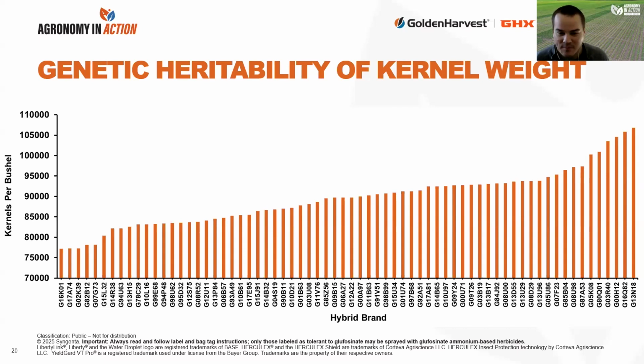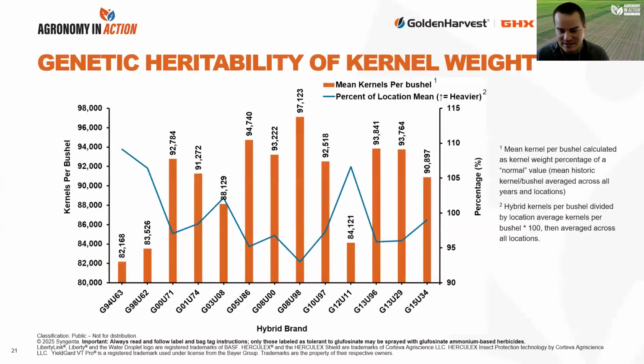I want to focus in on just a couple select hybrids here. On that same graph, I just pulled out the U series hybrids that we have, and want to point out a few here: G94U63, G98U62, and G12U11. Those three hybrids genetically produce heavier, bigger kernels compared to maybe a G08U98 or a G05U86. They just tend to produce lighter kernels. Doesn't mean they're low yielding hybrids. It just means they produce lighter kernels. Usually that means they'll have more kernels per ear.